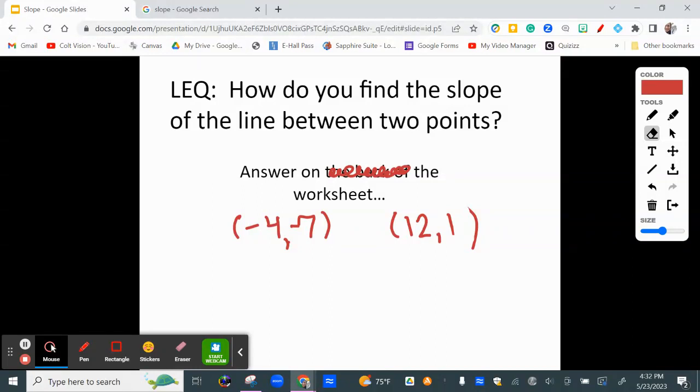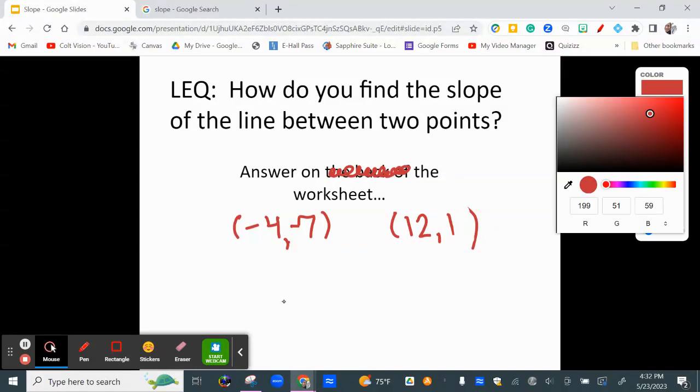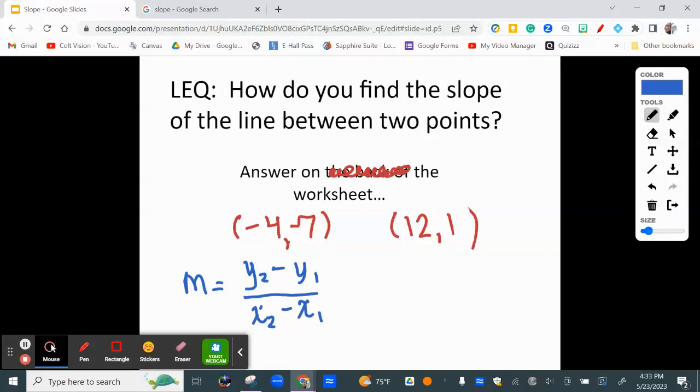So to find the slope, I'm going to write my slope equation. We're going to write the equation. So I'm going to write m equals, so the formula goes like this, y2 minus y1 over x2 minus x1. So in the points, the first number is always the x, and the second one is the y. It's always x comma y. They're in alphabetical order.